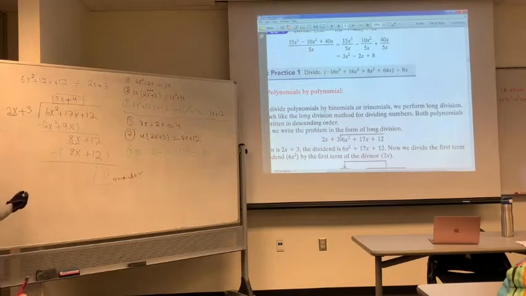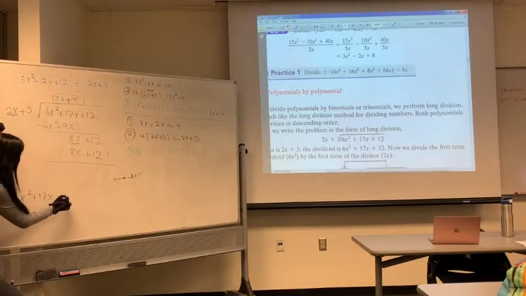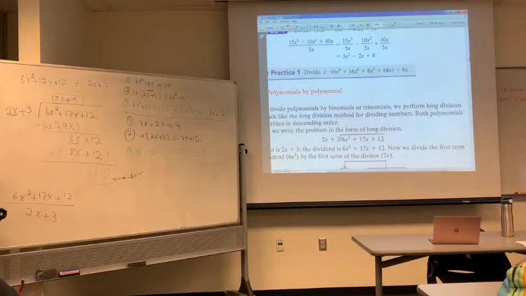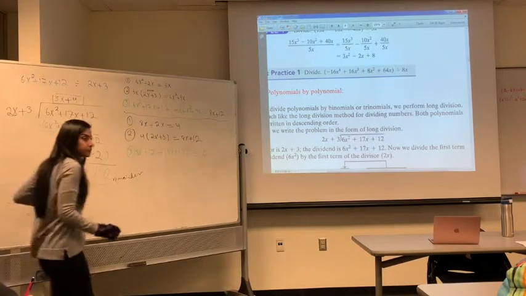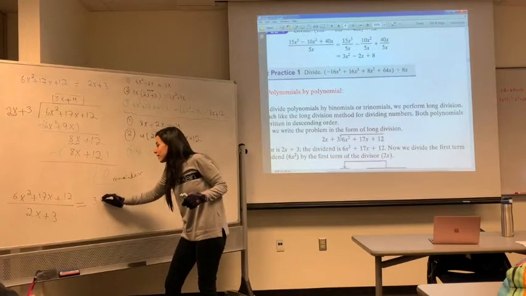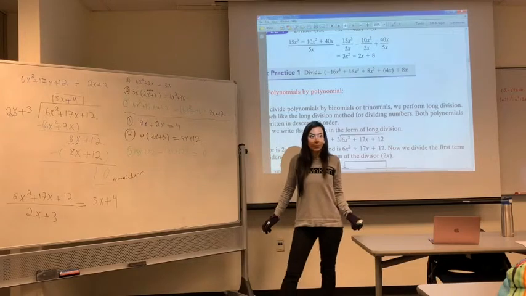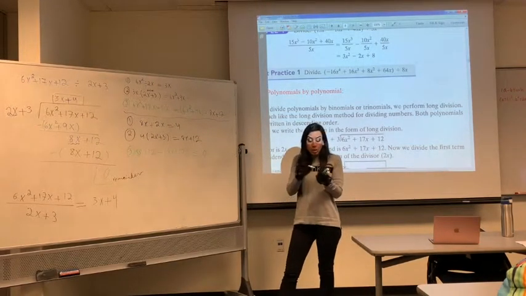Quotient. So we divided 6x squared plus 17x plus 12 by 2x plus 3, right? We did this, okay? This one is equal to 3x plus 4, okay?